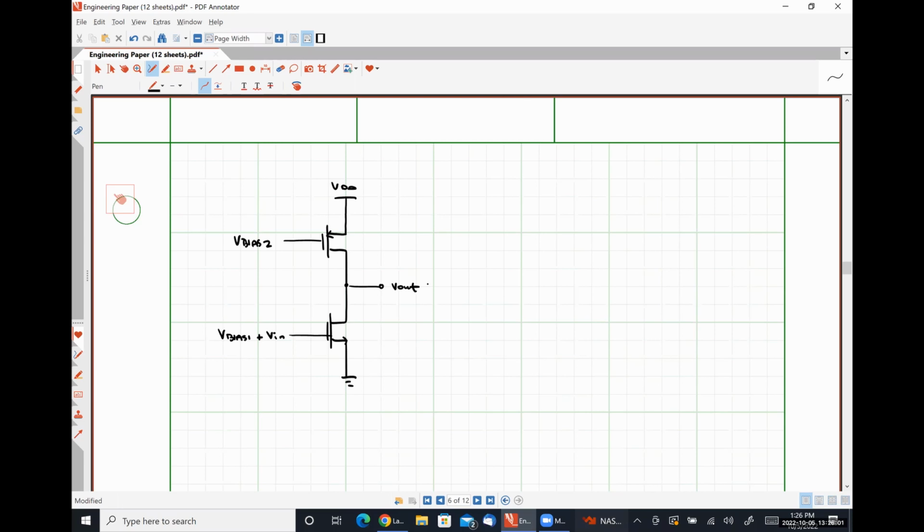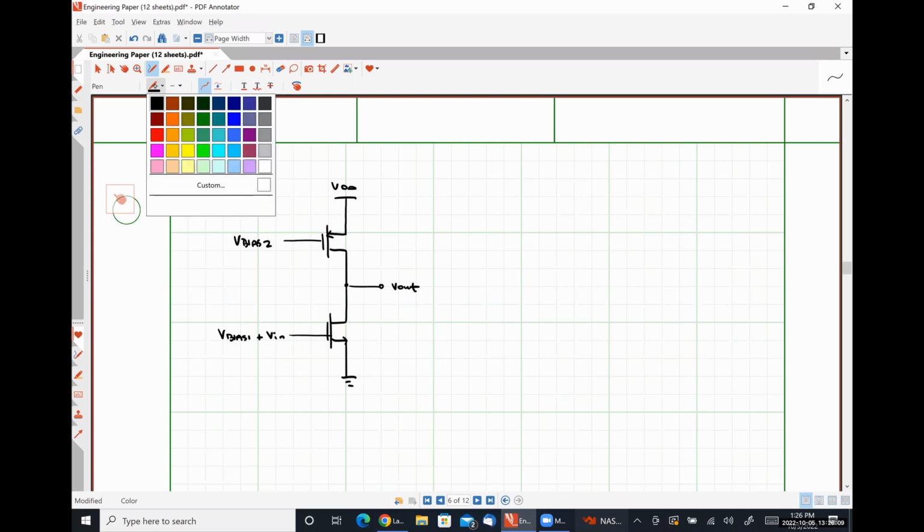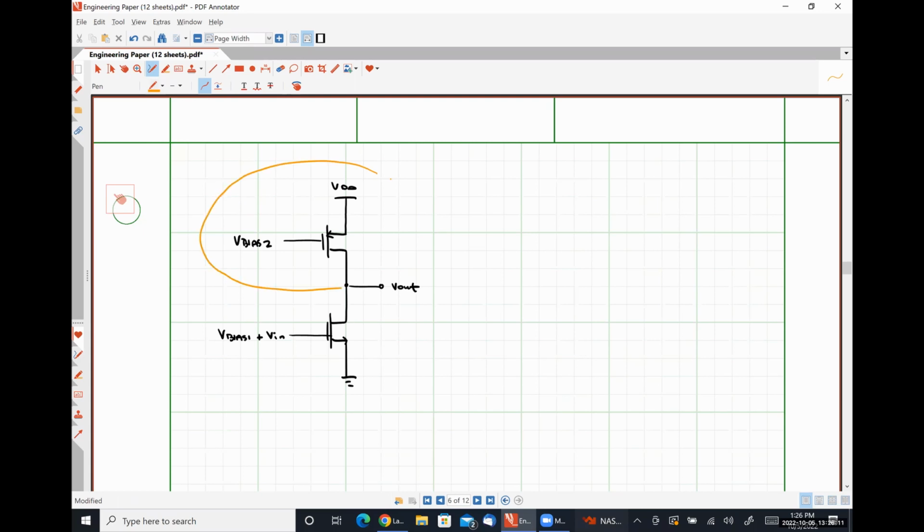So how is that going to change things? For the DC operating point, effectively what this guy up here is doing is playing the role of a current source that is forcing some amount of current to flow down through our transistor. Let's call this one M1 and this guy M2, right?